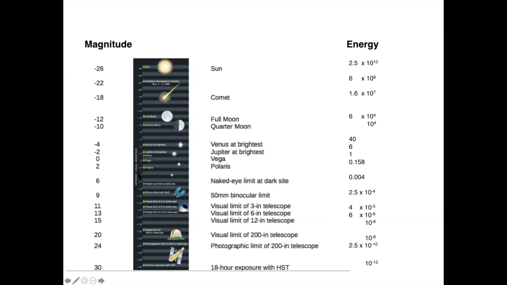Here you can see some reference points. Jupiter at its brightest has magnitude -2. Venus at its brightest has magnitude -4. And the Sun has magnitude -26. The full moon has magnitude about -10 to -12.